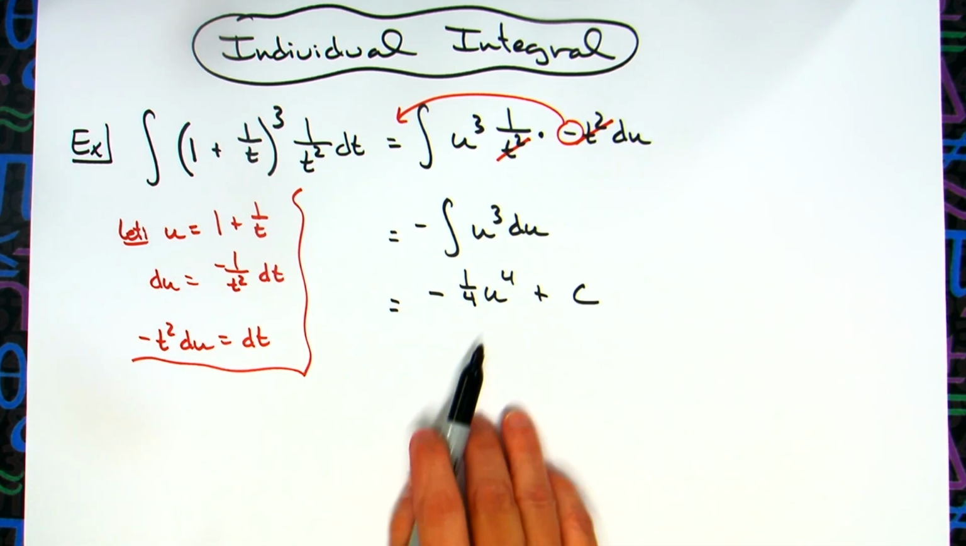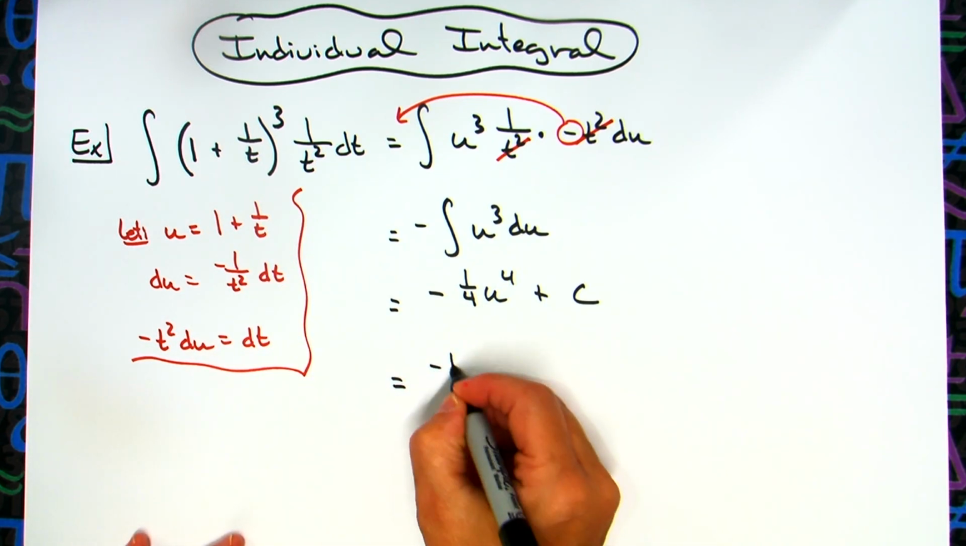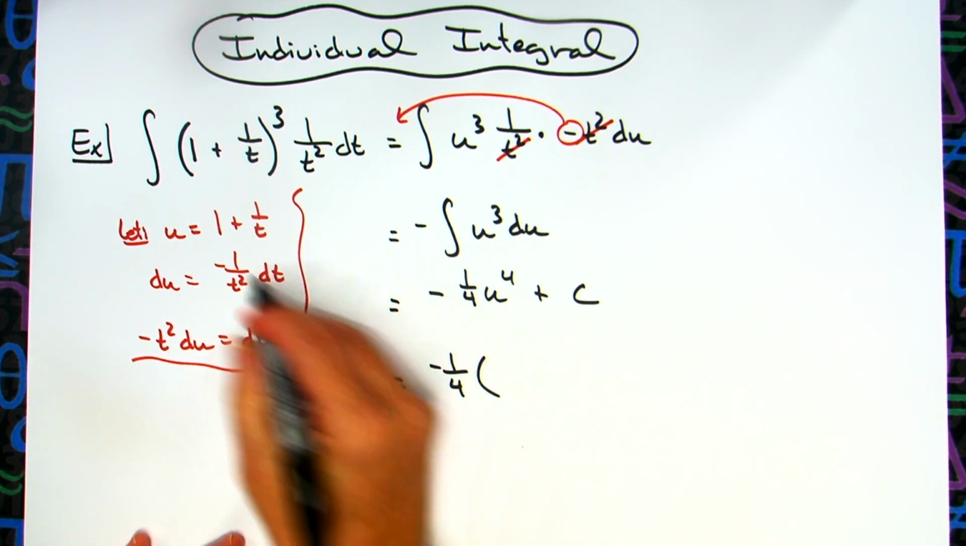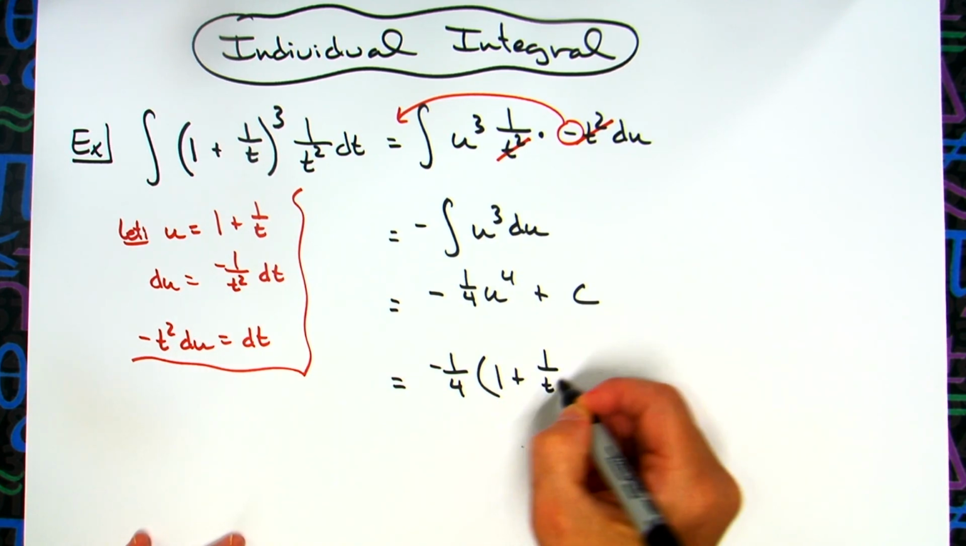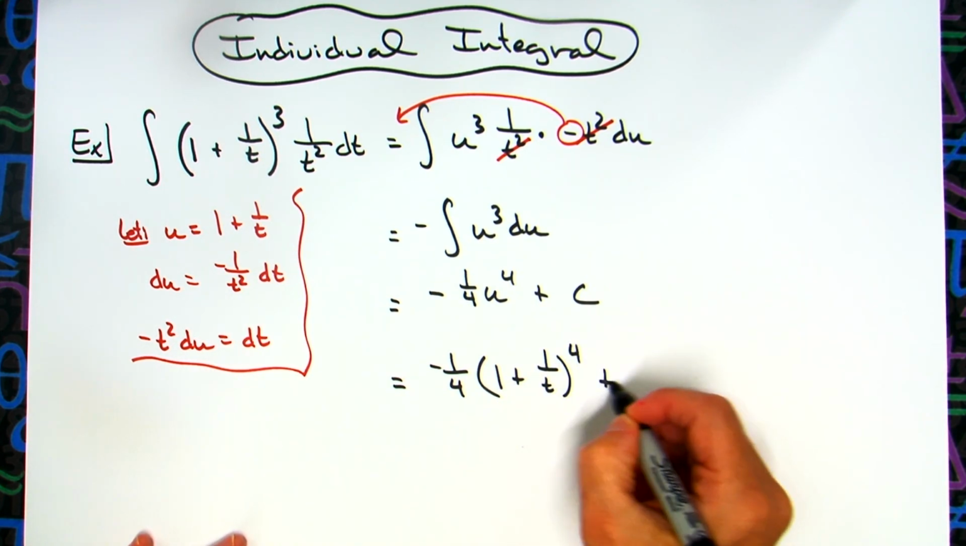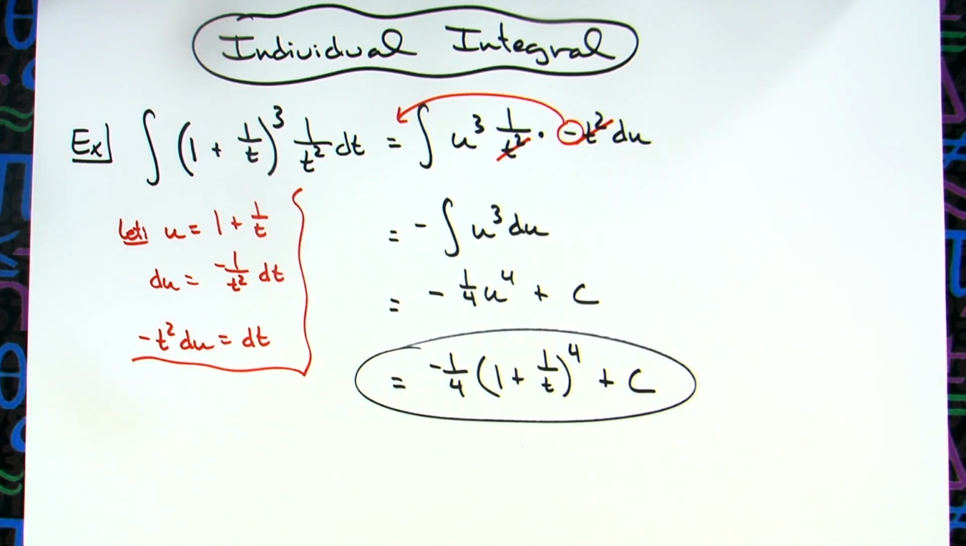All right, now the last step would be to take that u and plug it back in. So we'll have a negative 1/4. Plugging back in the u, we'll have a 1 plus 1 over t to the fourth, and then plus c. So a very straightforward u-substitution integral that would definitely be found in a Calc 1 class.